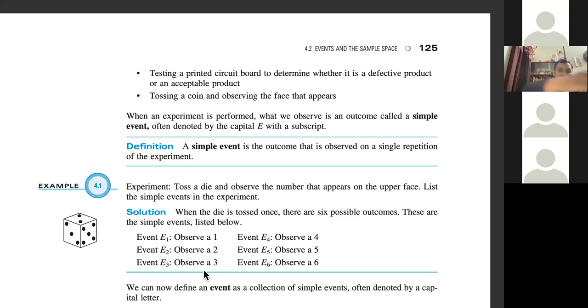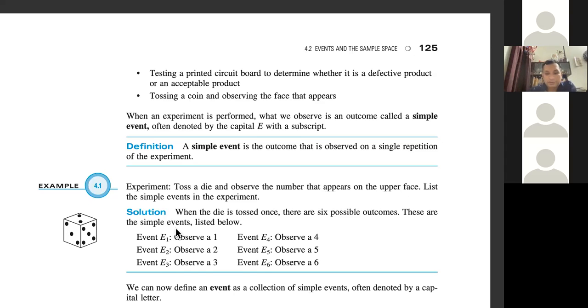So if we put this one, then we got 3. Or on your side you got 2. So tossing a die is also a probabilistic event, and getting this outcome is a simple event. A simple event is the outcome observed on a single repetition of the experiment. The experiment means tossing a die and observing the number that appears on the upper face. What do you see? Sir, 2. Again? Sir, now 6. Yes, so it is an experiment.